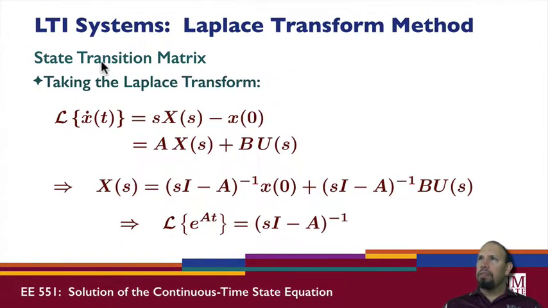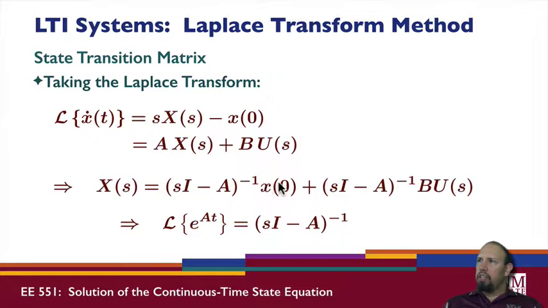In terms of the Laplace transform, we saw that if we take the Laplace transform of x dot, that's equal to s times X of s minus the initial condition. And taking the Laplace transform of the other side of the equation, x dot is equal to Ax plus Bu, here we have Ax plus Bu, but it's in the Laplace domain. I can now set these two equal to each other and solve for X, and this is what I get. I saw this last time.